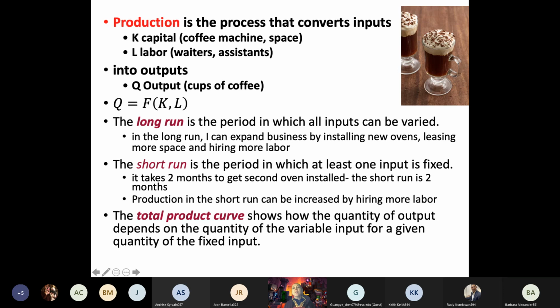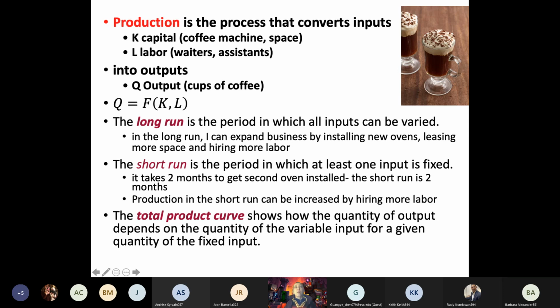So production is sometimes described by a production function, such as Q, which is our output or quantity produced, is a function of capital and labor. Okay, so we can look at production in the long run and in the short run. And the question is, what's the difference? What do we mean by long run and short run?